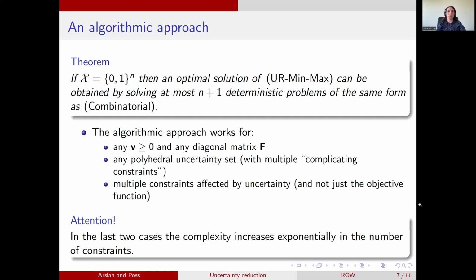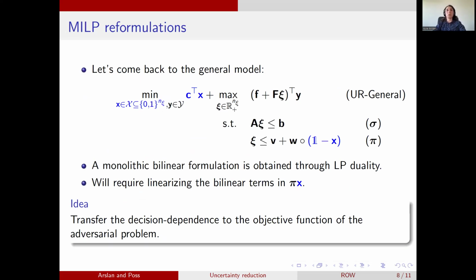But this is anyways a nice result in the sense that we were able to show that there was a polynomial time approach or an algorithmic approach in certain cases, and especially when the problem is combinatorial and there are a couple of assumptions that are satisfied. But obviously not all of the problems that we want to look at will satisfy these assumptions. And in those cases, it might also be interesting to consider mixed integer programming reformulations. And so that's what I want to talk about in the second part of the talk.